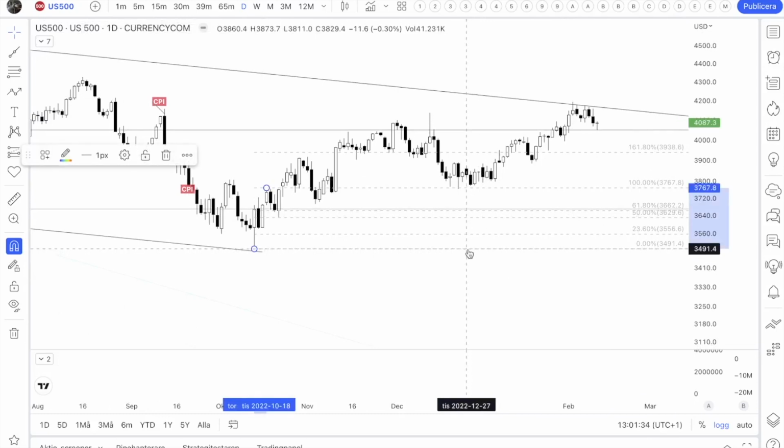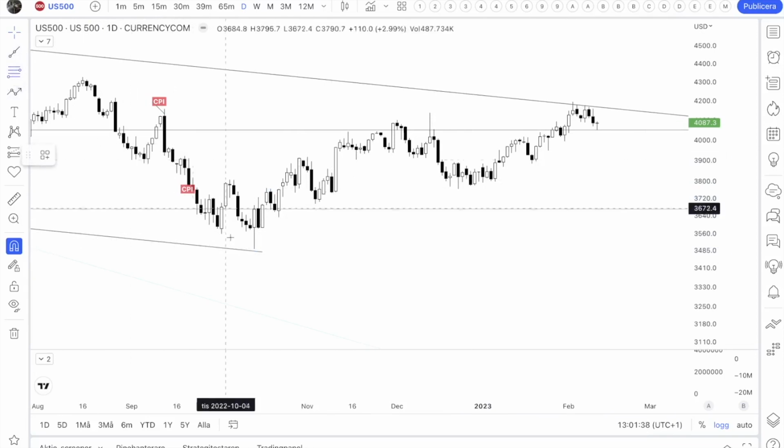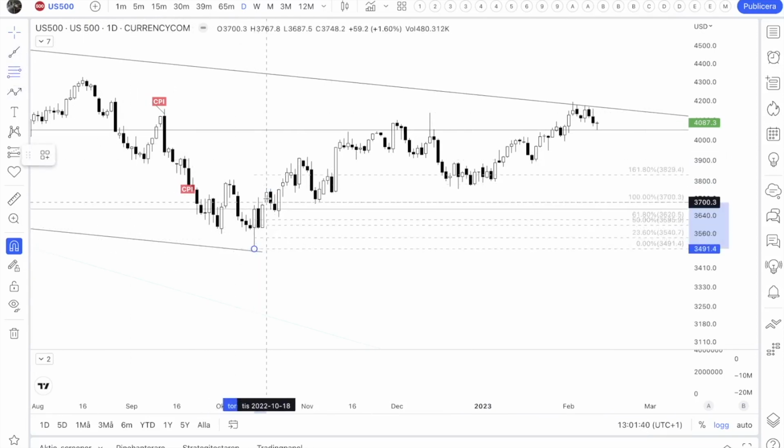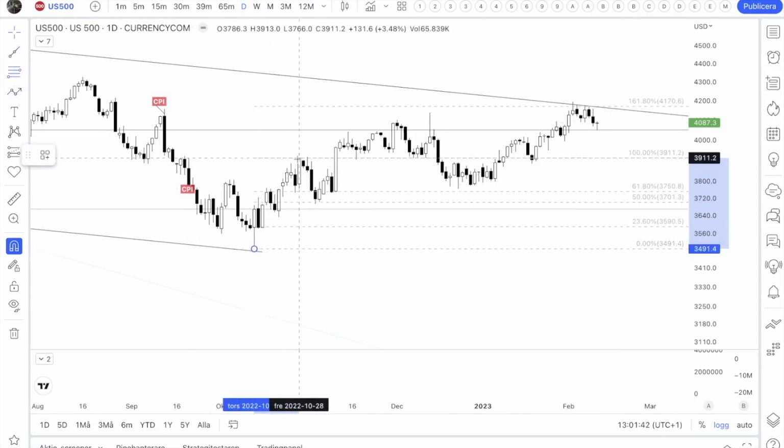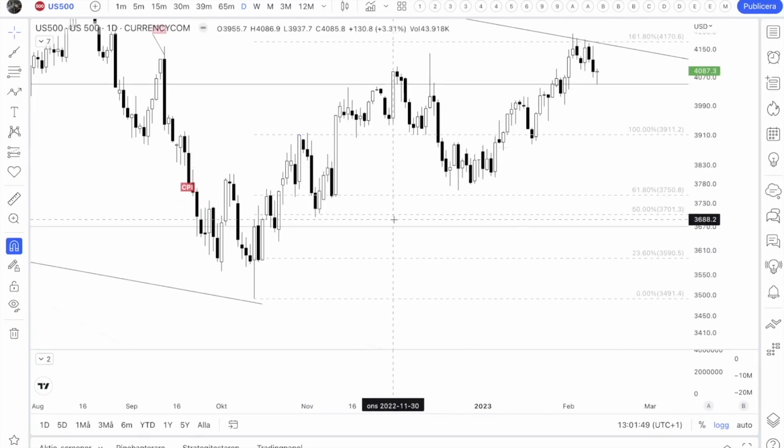So we had a 50% pullback on the first one. Now let's draw a larger one. We go from here to the next top. And how much did it pull back? Almost exactly 50%.